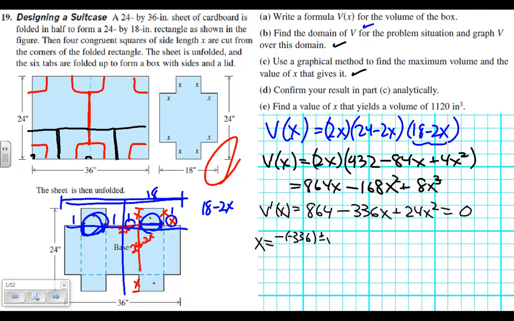336 plus or minus the square root... Well, you can take out a 24. That's so much easier. So if you take out a 24, tell me what we get. x squared minus 14x plus 36. There you go.